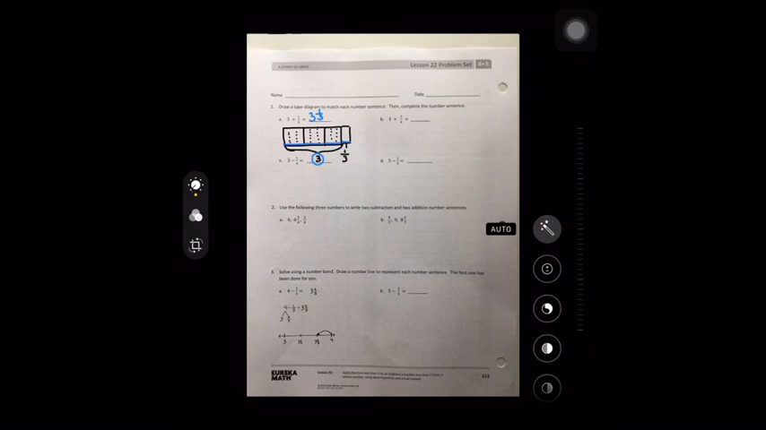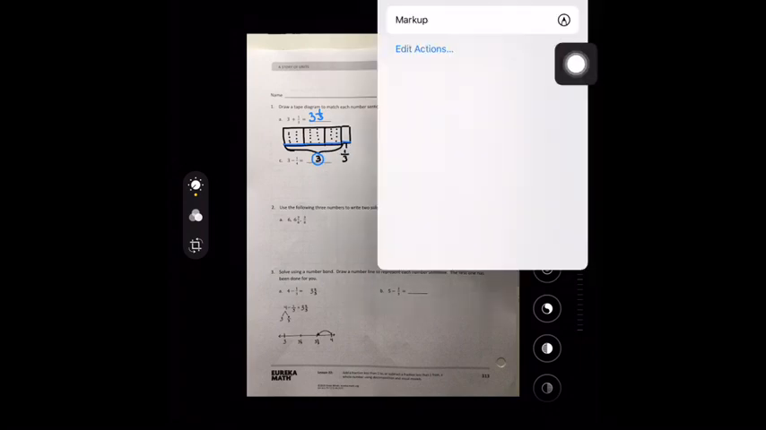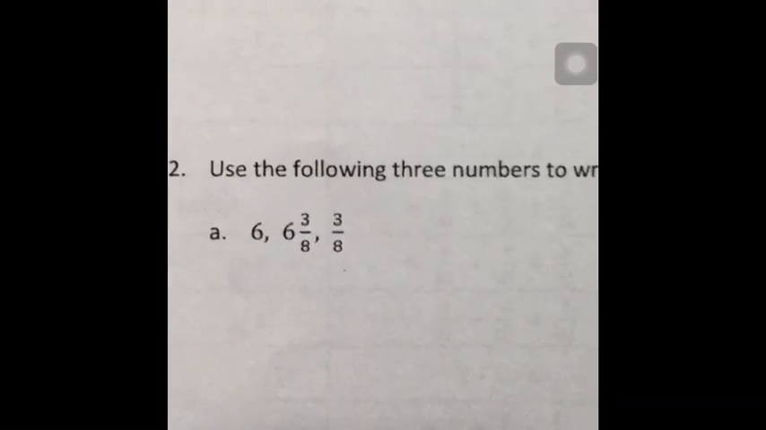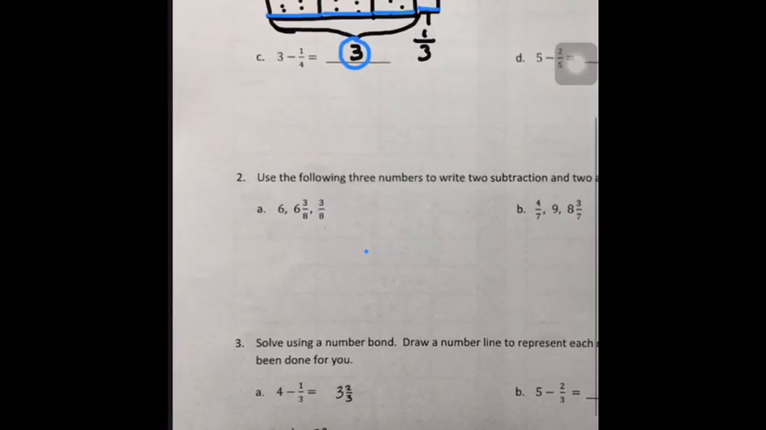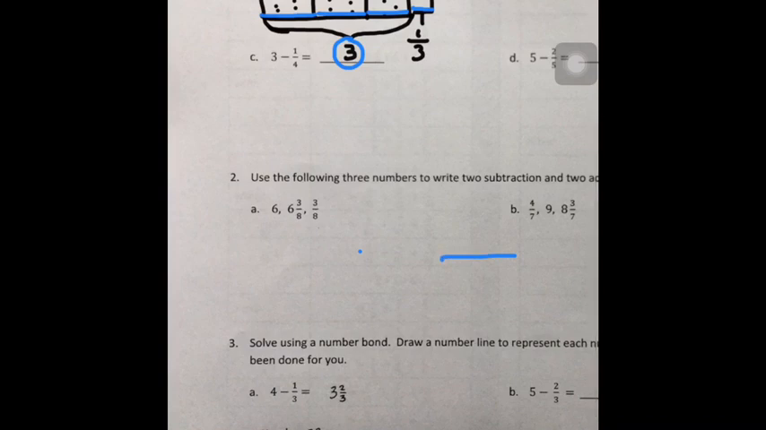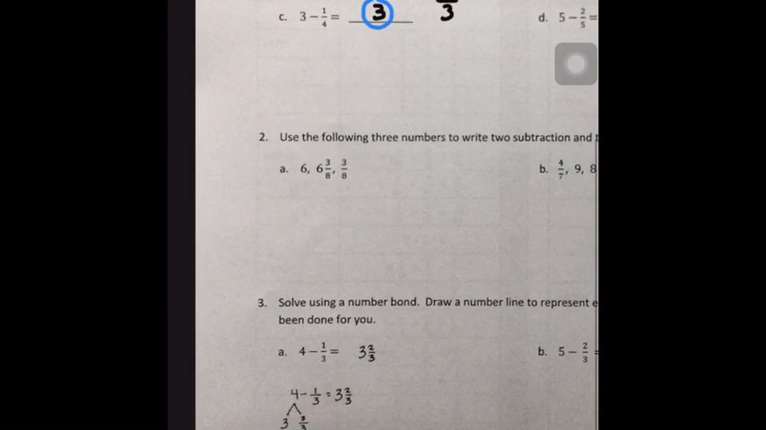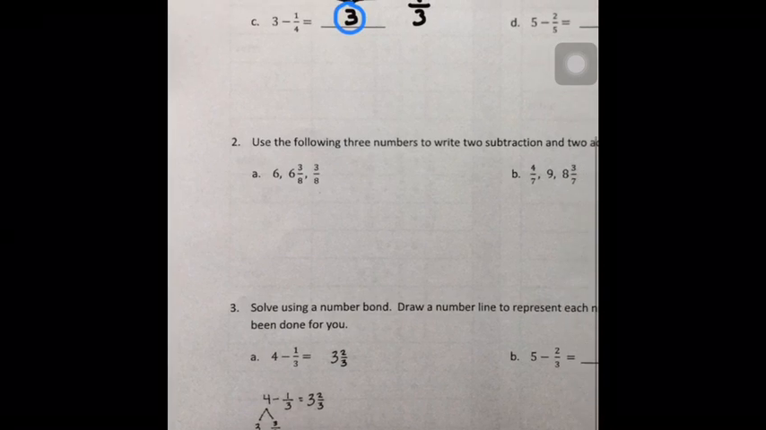Now you can see that I have written down here on letter C. Don't let that bother you. I just drew kind of large. If you need to use scratch paper, that's fine. Let's go on to number 2. Again, I'm going to go to Markup. Use the following 3 numbers to write 2 subtraction and 2 addition problems. So these are addition number sentences. This is just fact families.